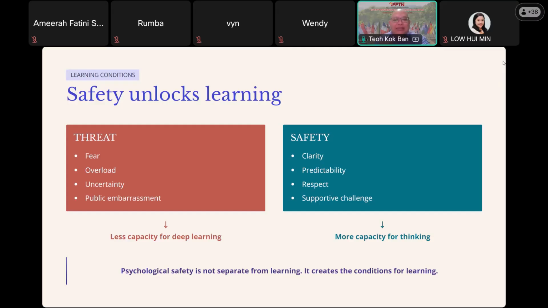So this is another sentence that I hope everyone can remember. Psychological safety is not separate from learning. All right, it creates the condition for learning. All right, so remember this.